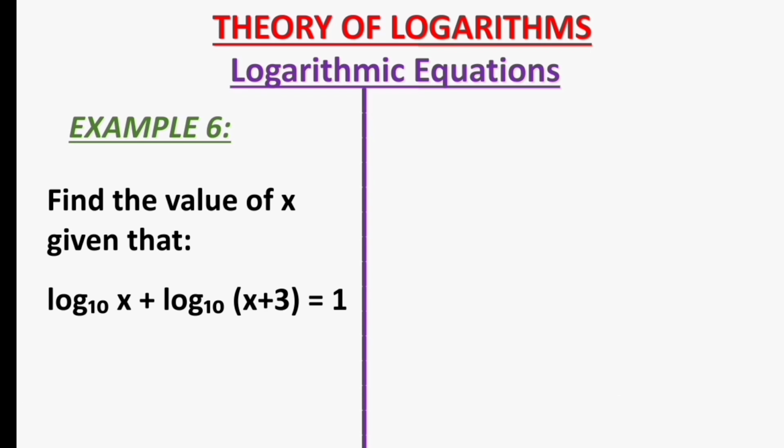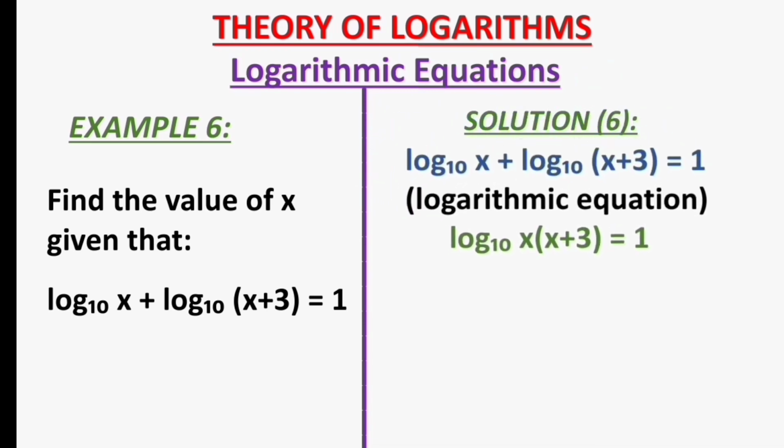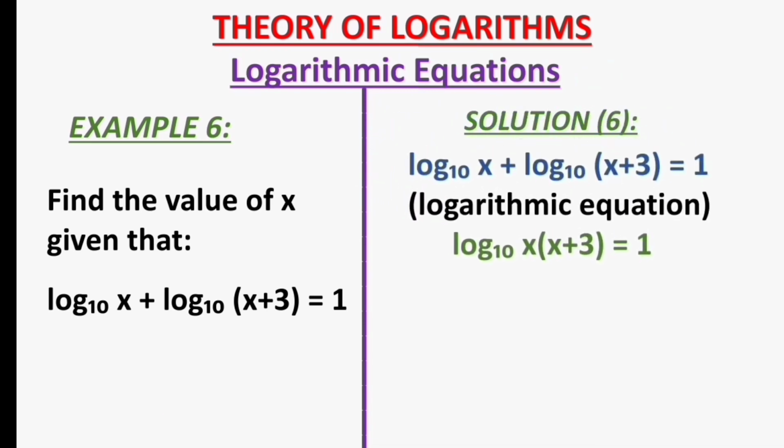Next, let's see our last example for logarithmic equations. Example 6. Find the value of x, given that the logarithm to base 10 of x plus the logarithm to base 10 of (x plus 3) is equal to 1. Let's see the solution to example 6. Applying the law of logarithms to our logarithmic equation, logarithm to base 10 of x plus the logarithm to base 10 of (x plus 3) is equal to 1 becomes the logarithm to base 10 of x multiplying (x plus 3) is equal to 1.